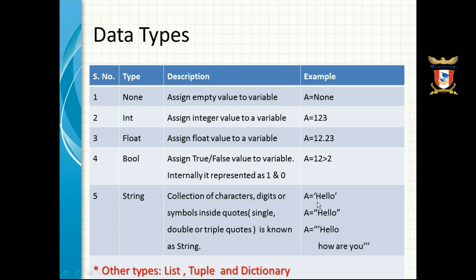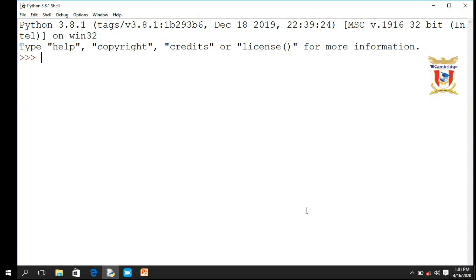So these three expressions have different meanings. The first two are the same, but the third is a different type of expression. In the first and second assignment, we are just assigning a string to variable a. Here we assign hello to a, hello to a. But these triple quote strings are known as multi-line strings. Multi-line string means if you want to divide a single string into multiple lines, into multiple statements.